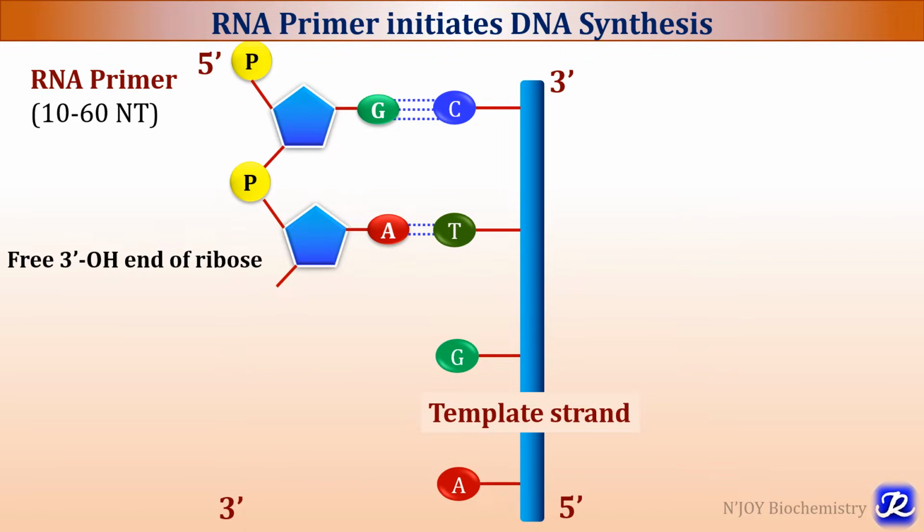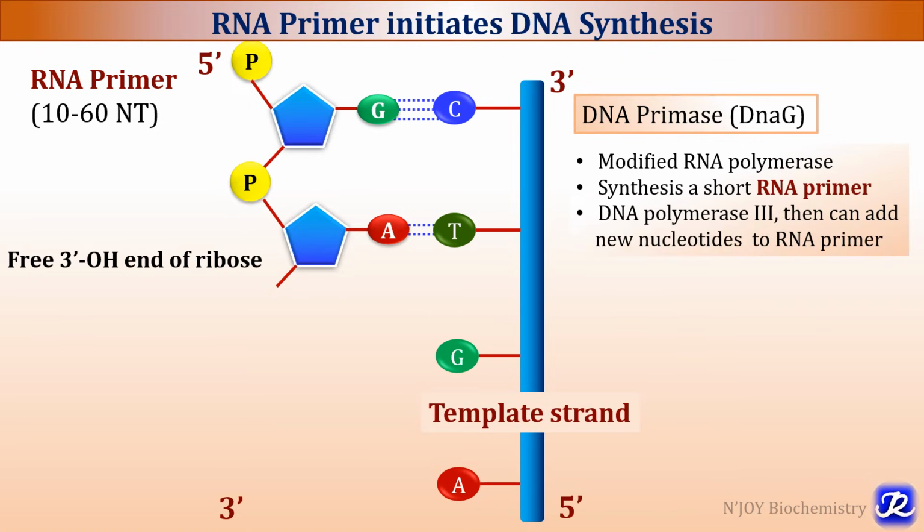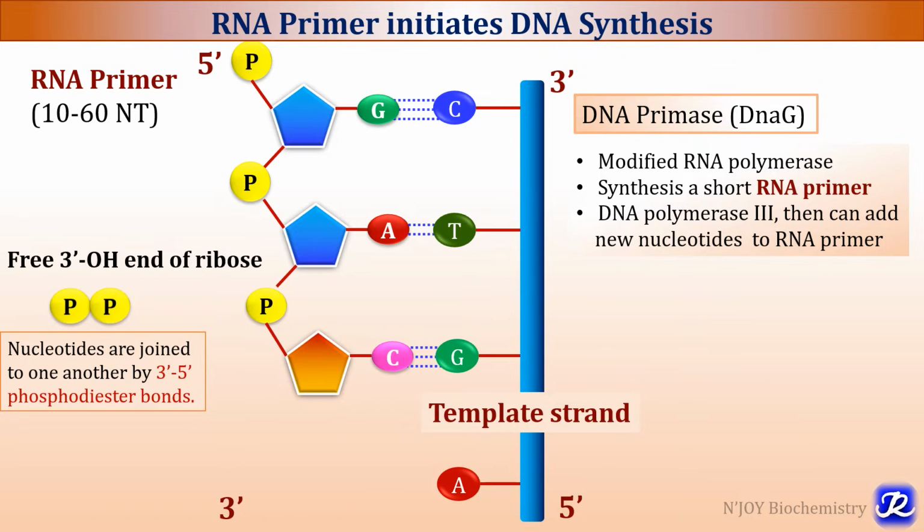Now how is this primer synthesized? This RNA primer is synthesized by the enzyme called DNA primase, also called DnaG. It is a modified RNA polymerase and it forms the RNA primer, and on this RNA primer DNA polymerase 3 can add new nucleotides. So the new deoxyribonucleotide triphosphate is linked to the free 3' hydroxyl end of the ribose, and the nucleotides are joined to one another by 3'-5' phosphodiester bonds. There is release of pyrophosphate.